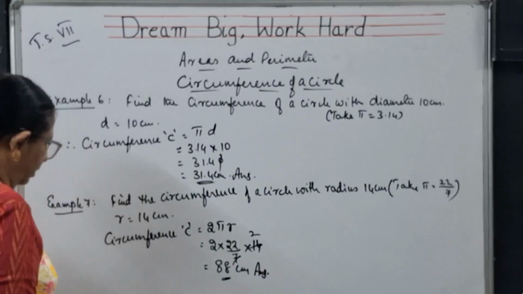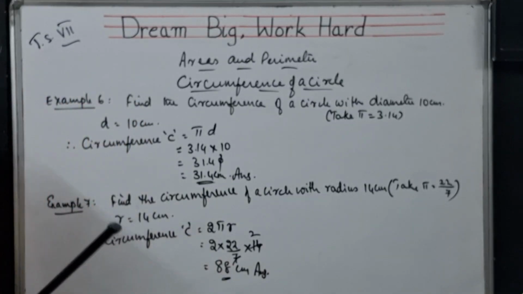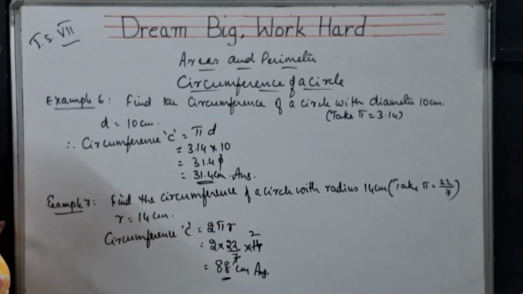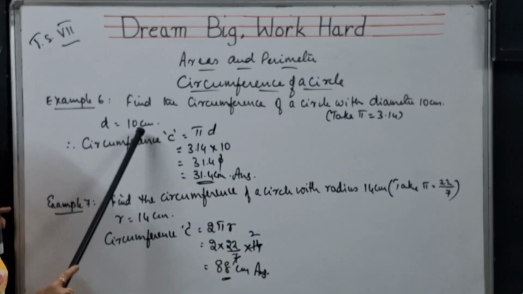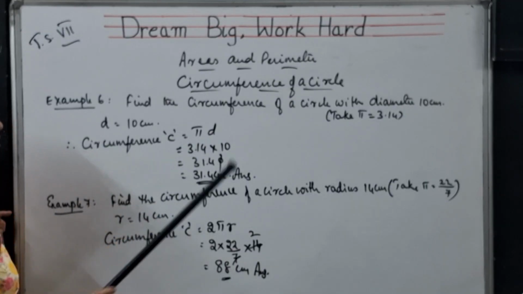So these are the solutions for the problems. Example 6, example 7. Once again, find the circumference of a circle with a diameter 10 centimeters. Diameter is given 10 centimeters. So circumference C, formula pi into d.